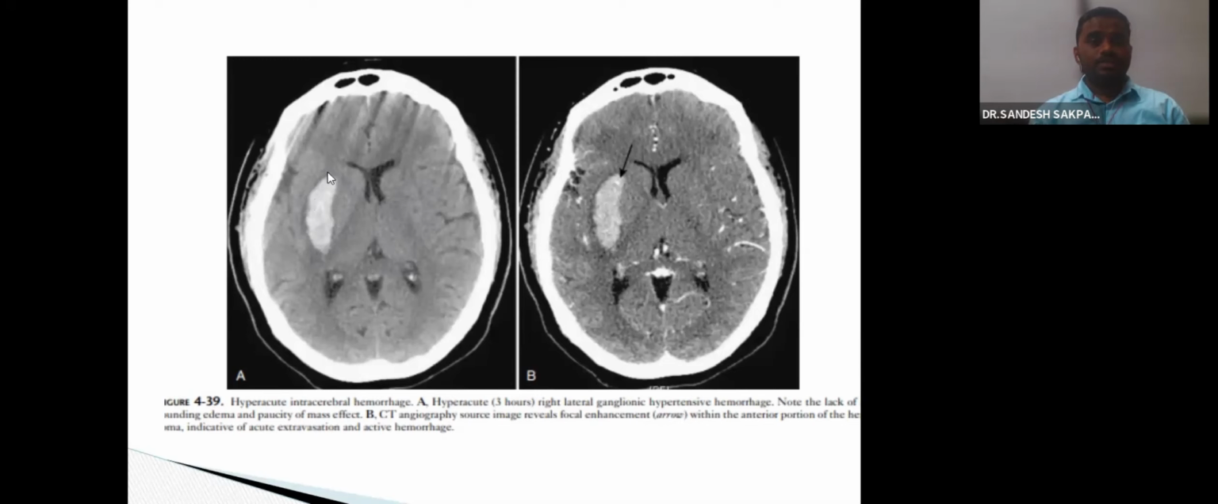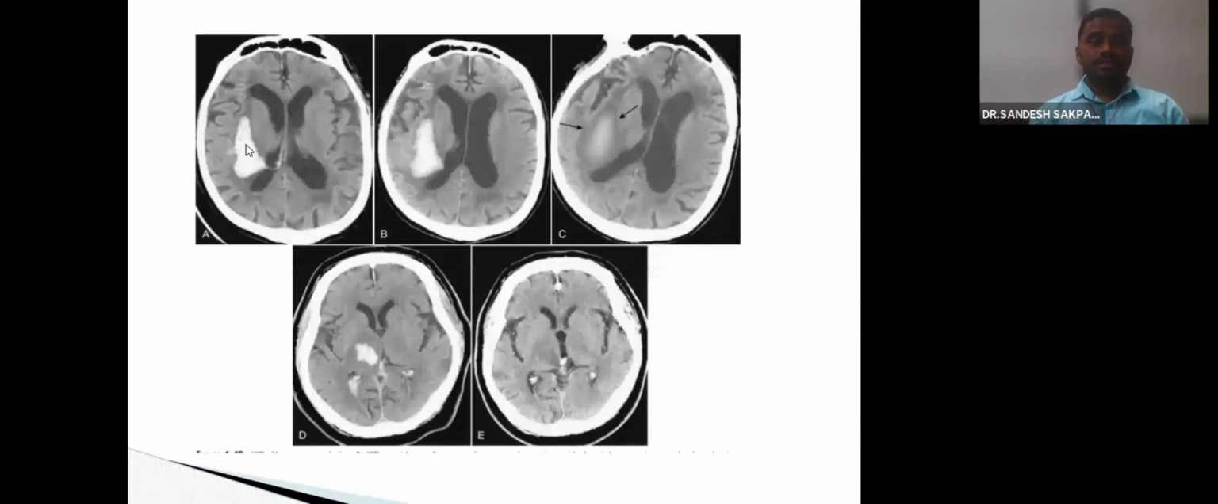So this is the gangliocapsular area where we can see the bleed is there because it is hyperintense, irregular in shape, and in the distribution of the artery. So this is the MCA territory. Intracerebral hemorrhage can be seen in the CT scan. So you can see here again. When we go ahead with the hemorrhage, it is hyperintense here.